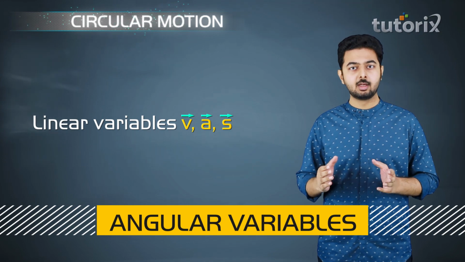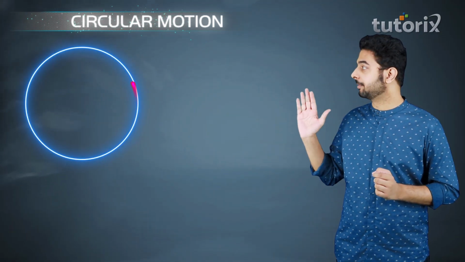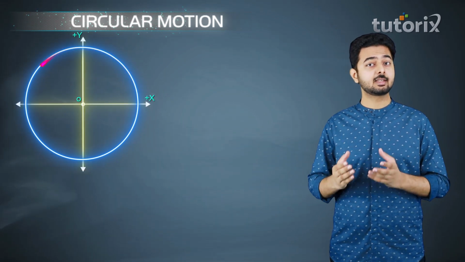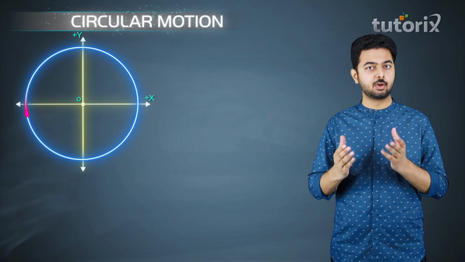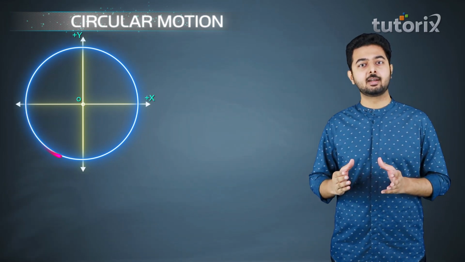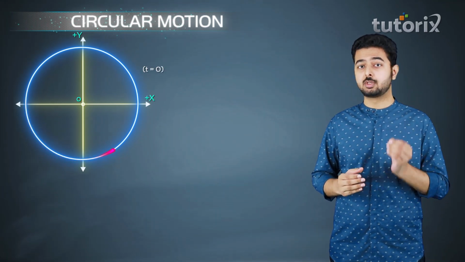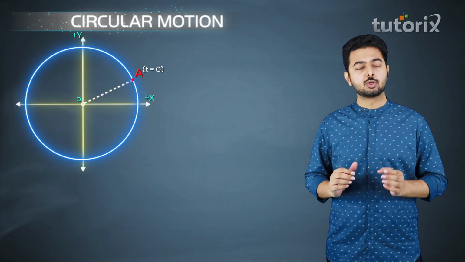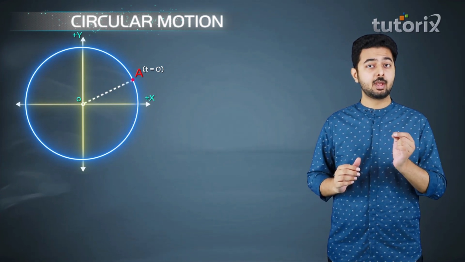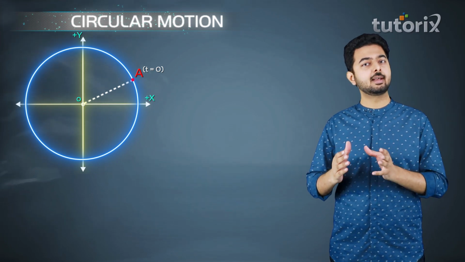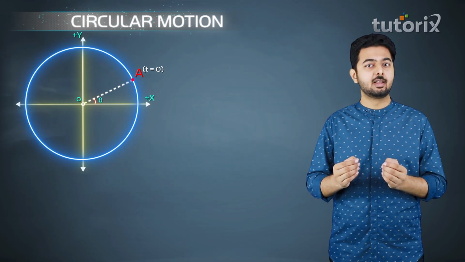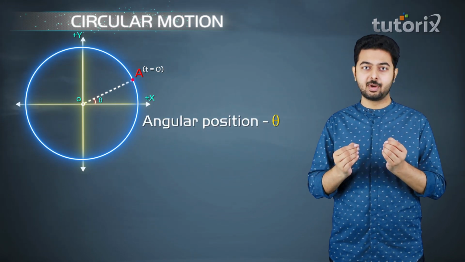To begin with, consider a particle which is moving along a circular path as shown here. The center of the circle is the origin, and the x and y axes are drawn as shown on your screen. Let us say that initially at time t equals 0, the particle is at a point A as shown here. The radius vector, that is OA vector, makes a certain angle theta with the positive x-axis. We call this theta the angular position of the particle.